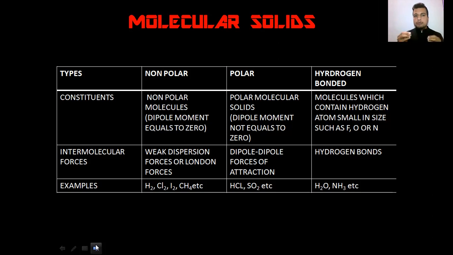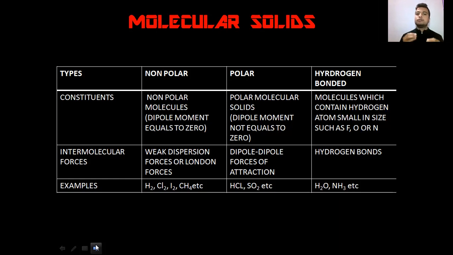Okay. We will have one more type of molecular solid, which we call hydrogen bonded molecular solid. By the name itself, the molecules will be attracted to one another by hydrogen bond. But the question is, which molecules will form hydrogen bonded molecular solid? Remember that there is a basic criteria for a particular molecule to form hydrogen bonding.